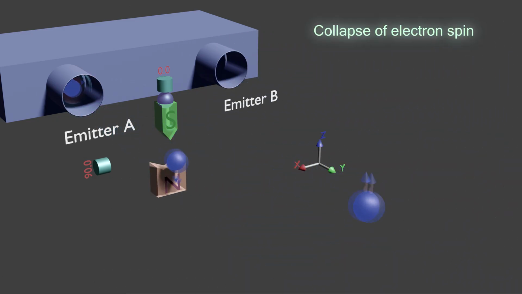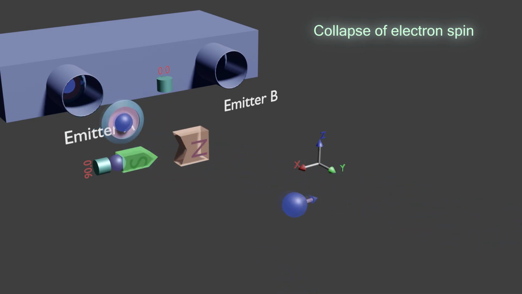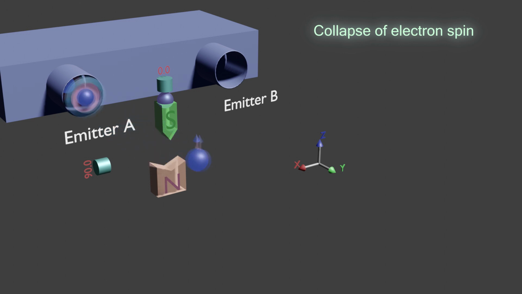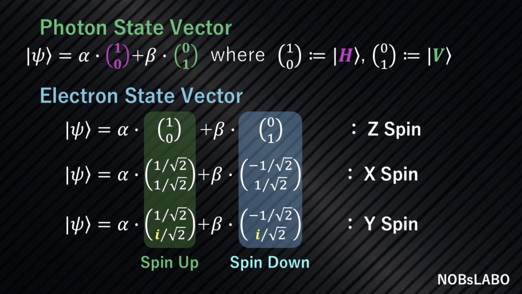Unlike the case of photons, the direction of the spin axis of an electron is 100% likely to be the same as that of a magnet. However, the spin orientation has a 50% chance of being up or down. Similar to rotating a polarizing filter, the electron spin behaves isotropically with respect to the rotation of a magnet. The difference between the polarization of a photon and the spin of an electron can be easily understood by comparing the definition of the quantum state vector.